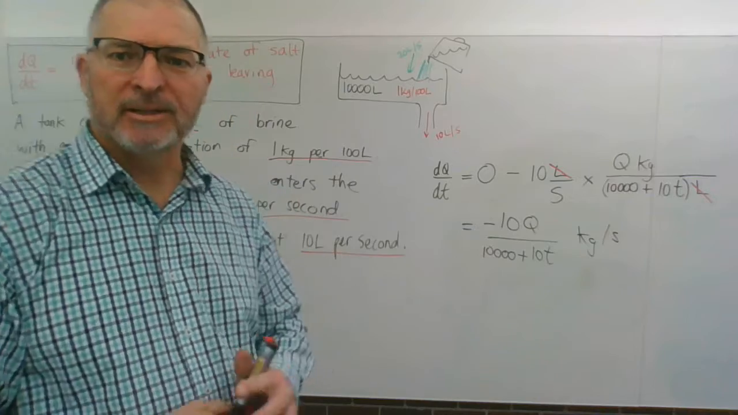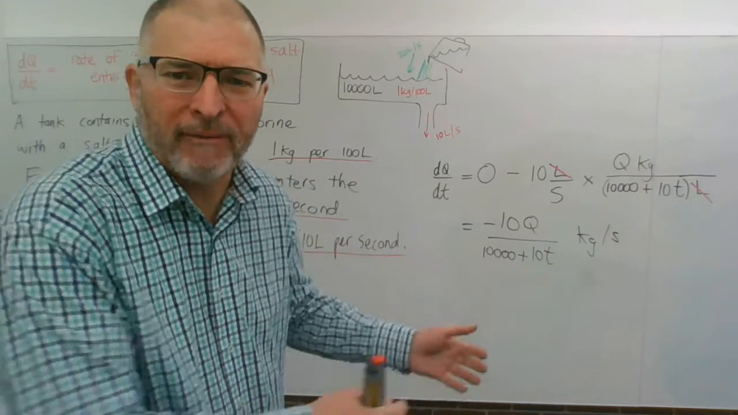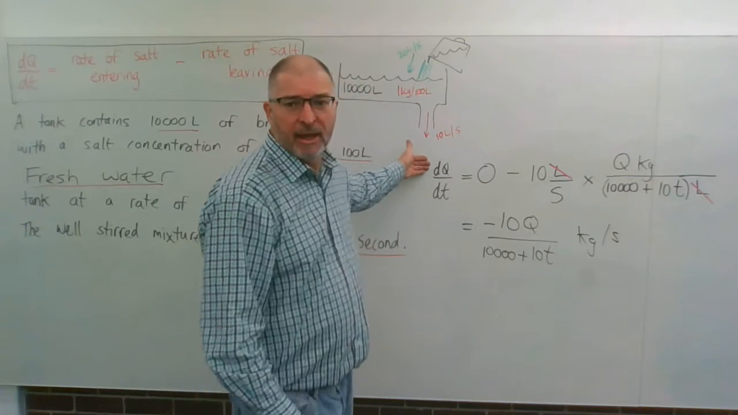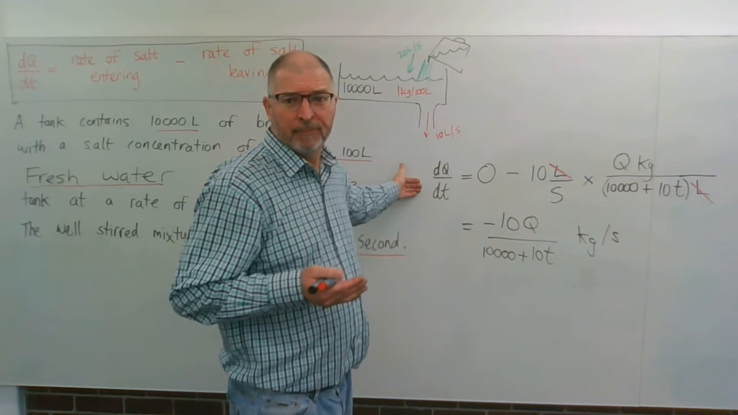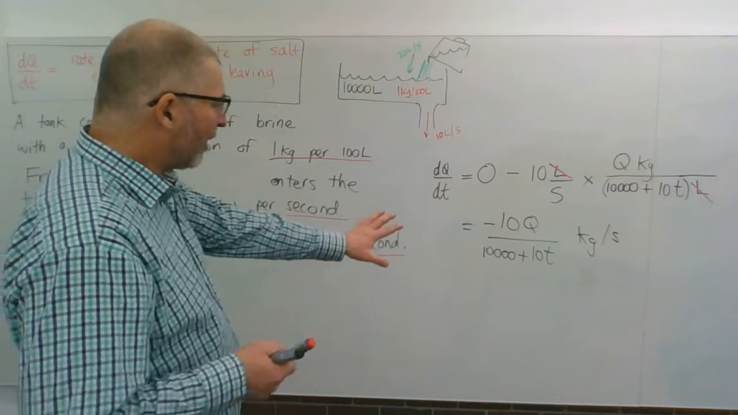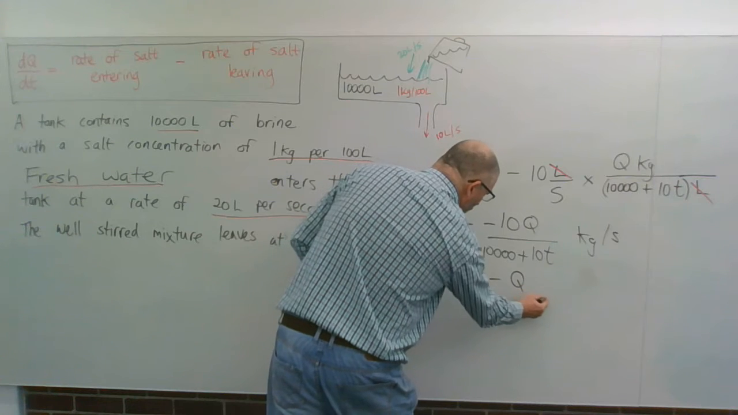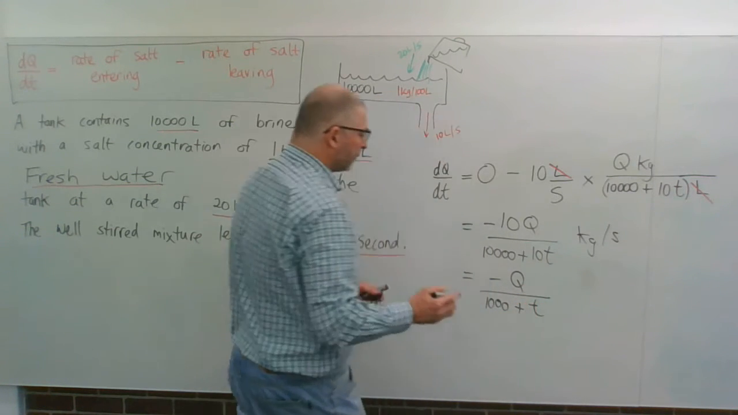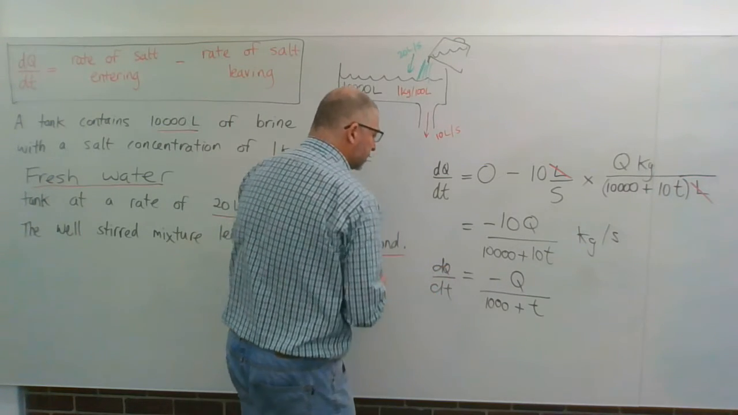Our units are helping us to realise we've done the right calculation. If we weren't sure of the times or divide or whatever, it's good to come out with kilograms per second when we're looking at the amount of salt in kilograms changing with time. Kilograms per second is a good rate to get. All right, I'm going to divide by 10: minus Q on 1,000 plus t. So that's what dQ/dt is.